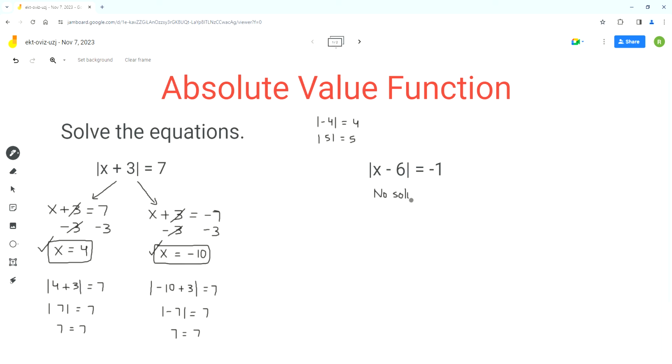There's a very important concept you need to understand and memorize about absolute value function equations. Sometimes you can get a question like this as a multiple choice question, and one of the options will be no solution. So that will be the answer for this kind of equation.